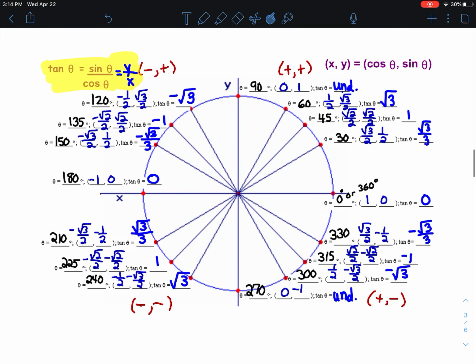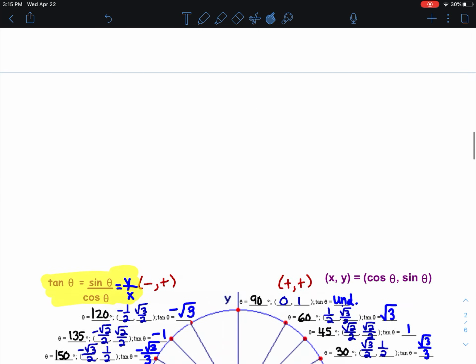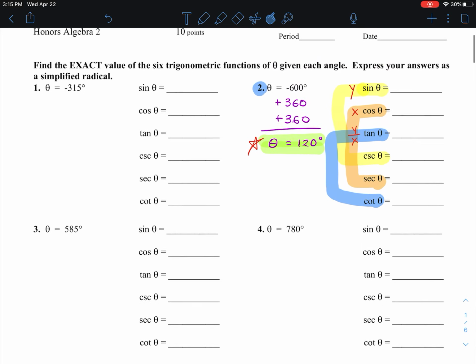Okay, so here we are. We're going to come over here to 120 degrees. I can see that the y coordinate is the square root of 3 over 2, so I'm going to use that as my sine value, and then negative 1/2, I'm going to use that as my cosine value. I'm going to scroll back up and fill those 2 in.